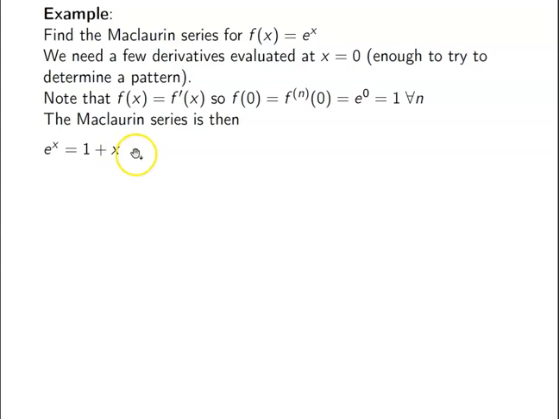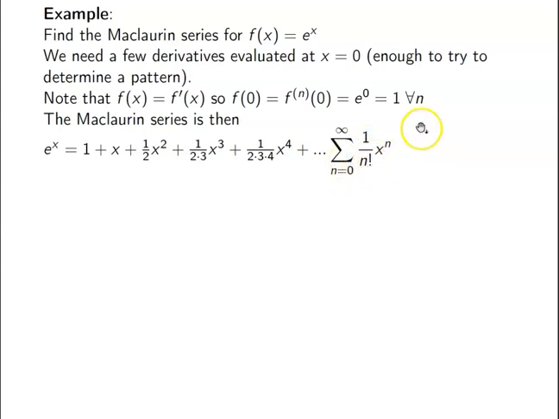Next, we'll have 1 over 2 factorial, x squared, so 1 half x squared. Then 1 over 3 factorial, x cubed, 1 over 4 factorial, x to the fourth, and so forth. So our series can be written as a sum. There should probably be an equal sign here. Change that in the reader. The series can be represented as the sum from n equals 0 to infinity of 1 over n factorial, x to the n power.